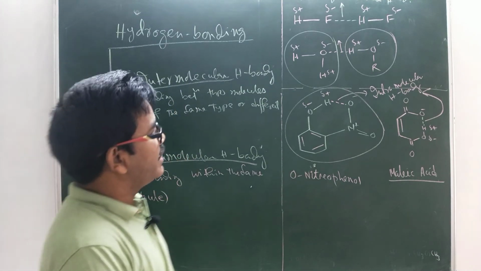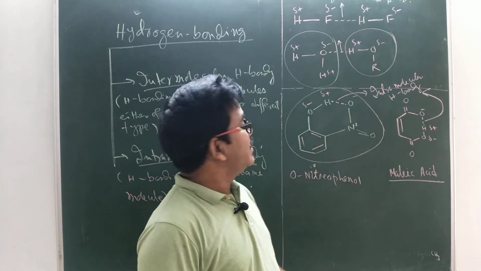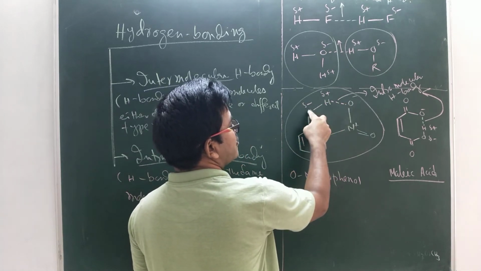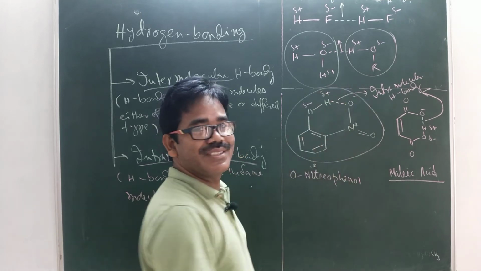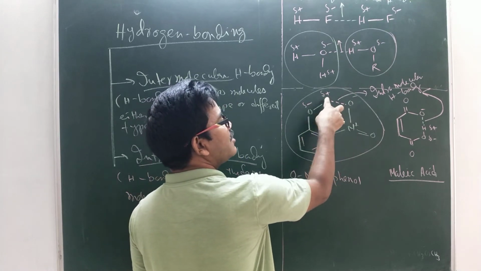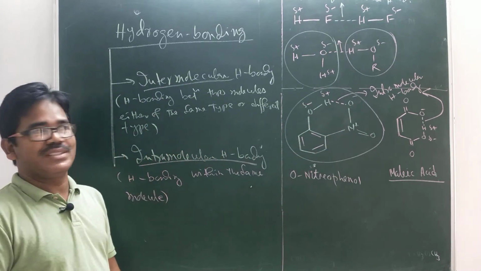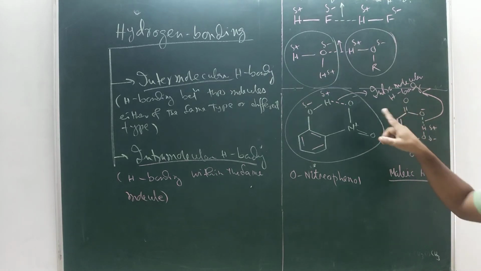And one thing you can observe here: due to intramolecular hydrogen bonding, a ring formation takes place. You see, it is hydrogen, oxygen, carbon, nitrogen, oxygen, and hydrogen. A ring formation takes place. Ring, starting from hydrogen, oxygen, carbon, nitrogen, oxygen, again hydrogen. Due to intramolecular hydrogen bonding, ring formation takes place. Here also you see hydrogen, oxygen, carbon, oxygen. The ring formation. In this ring, how many atoms are there?